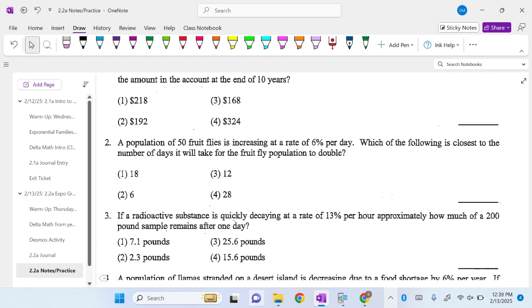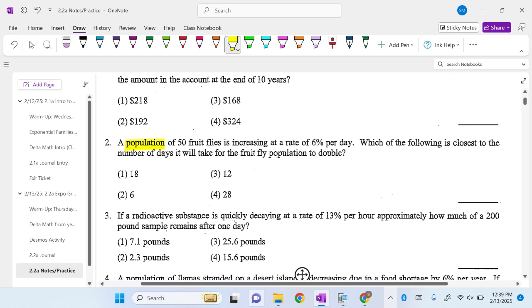Problem number 2 states, a population of 50 fruit flies is increasing at a rate of 6% per day. Which of the following is closest to the number of days it would take for the fruit fly population to double? All right, so instead of finding the x value, we're finding the y. Later on in this unit, we're going to learn how to do that algebraically. But for right now, you're going to want to use your calculator and a graph.